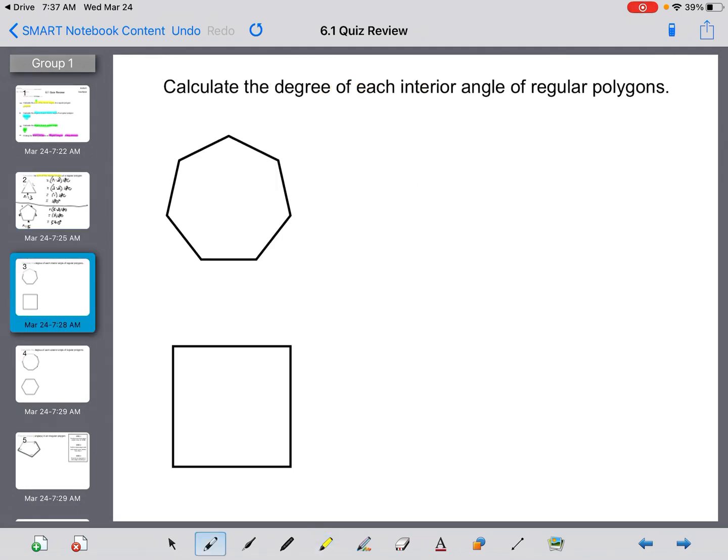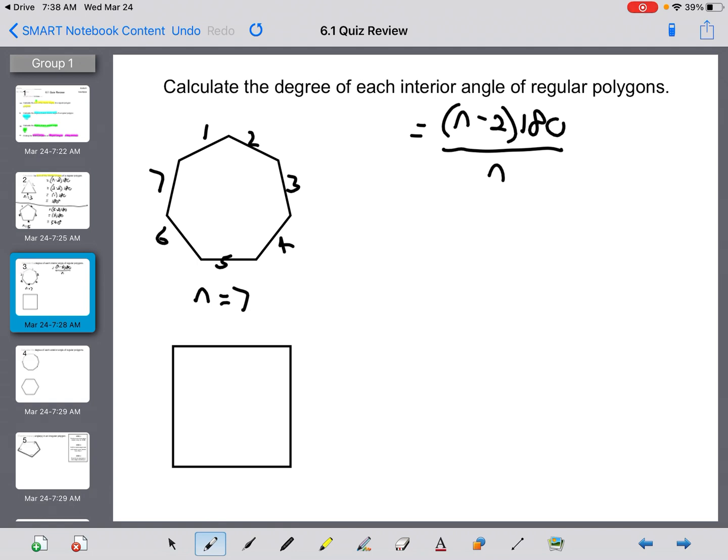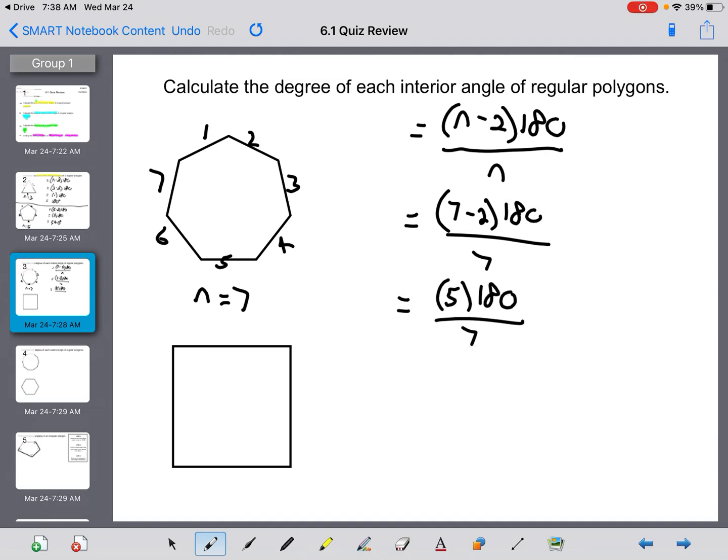Then we have to calculate the degree of each interior angle. Well, we're still going to use n minus 2 times 180, but we're going to divide it by the total number of sides. We have a 7-sided figure here, so we get 7 minus 2 times 180 all over 7. Okay, 7 minus 2 is really 5 times 180 all over 7.